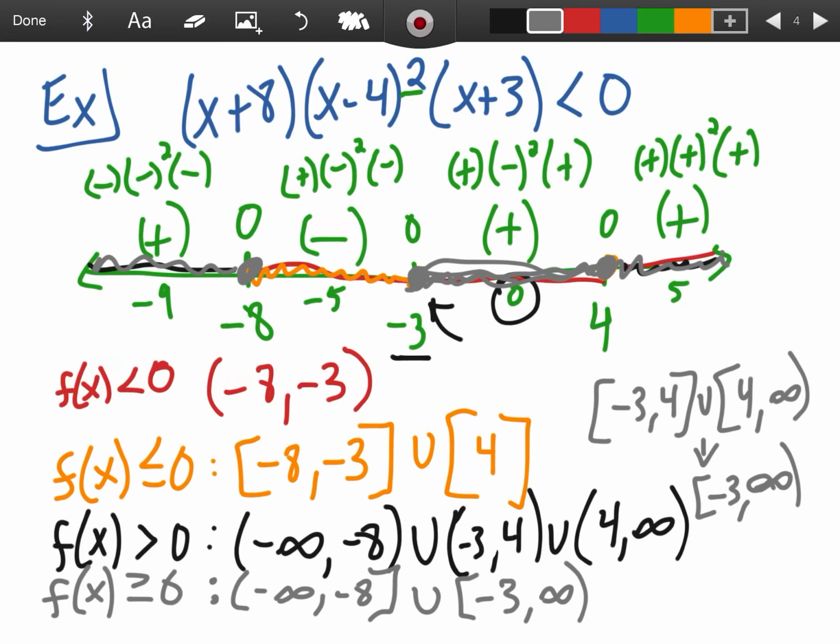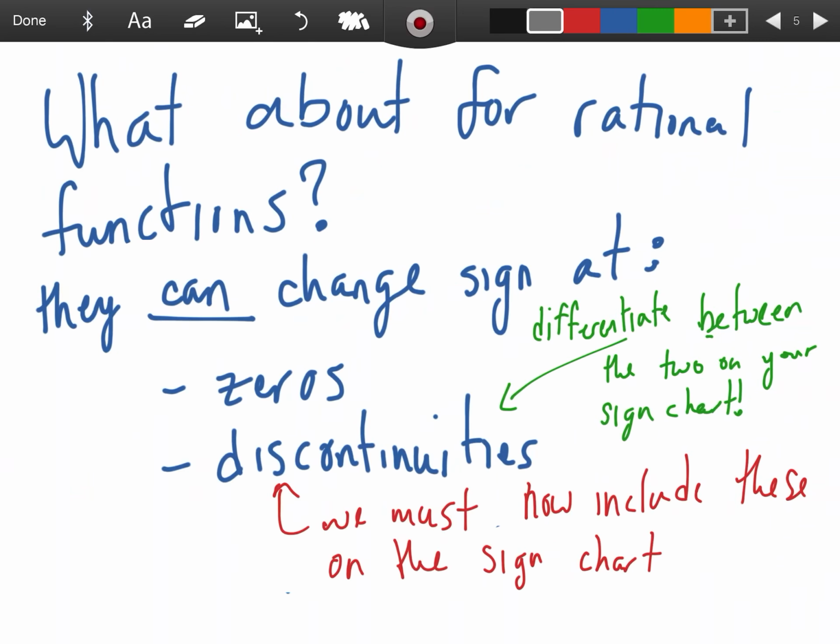All right, so this is with a polynomial function. Let's now do one with a rational, okay? So now we've got a fraction in here. So what about for rational functions?